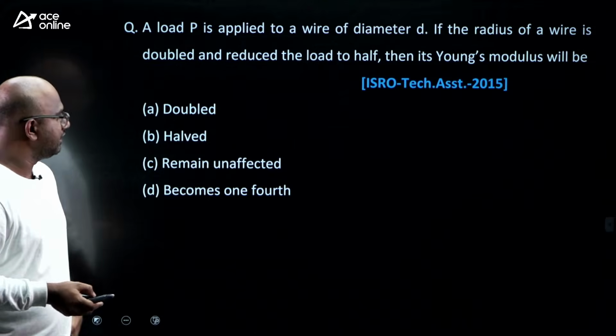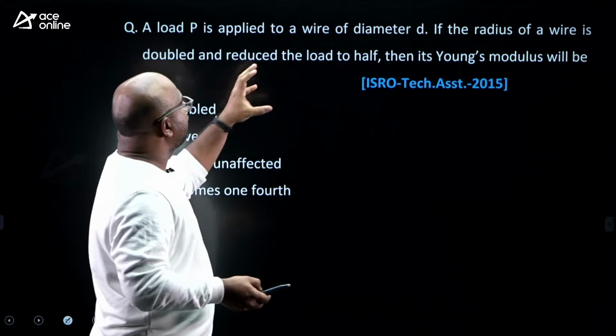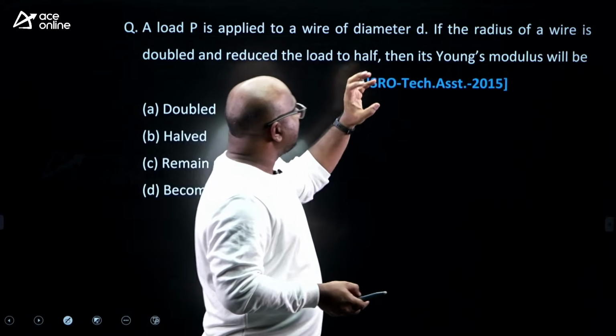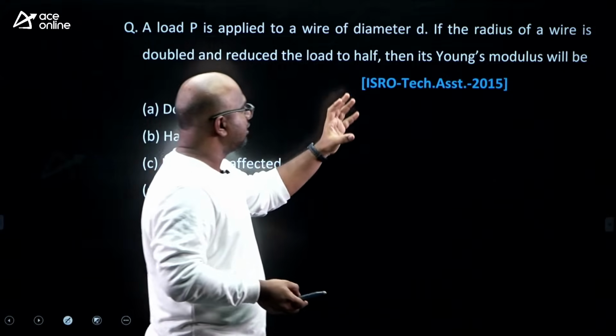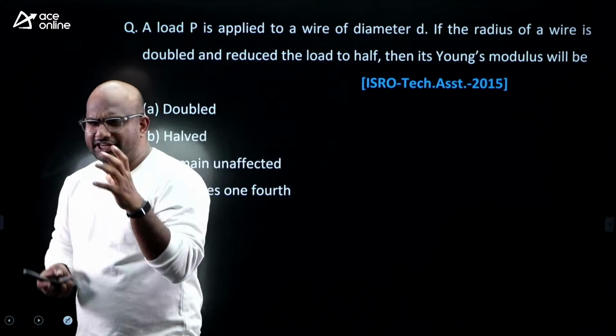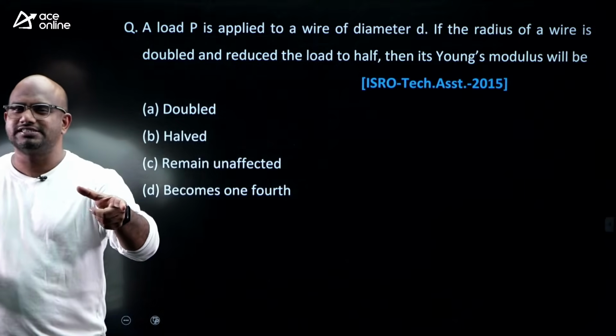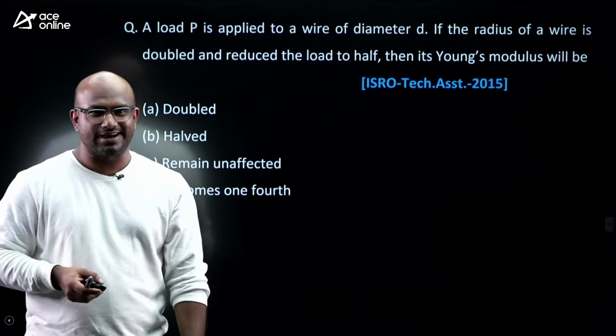Next, please go through this question, guys. A load P is applied to a wire of diameter D. The radius of the wire is doubled and the load is reduced to half. Then Young's modulus will be, yes. Please go through it, this is a very tricky question, guys. You cannot answer it that easily. Let us see how many students will be able to give the answer.